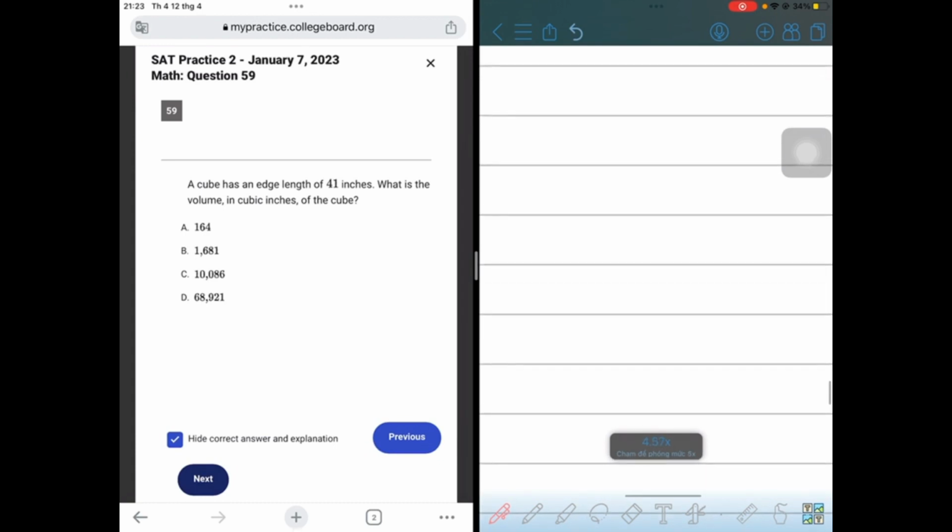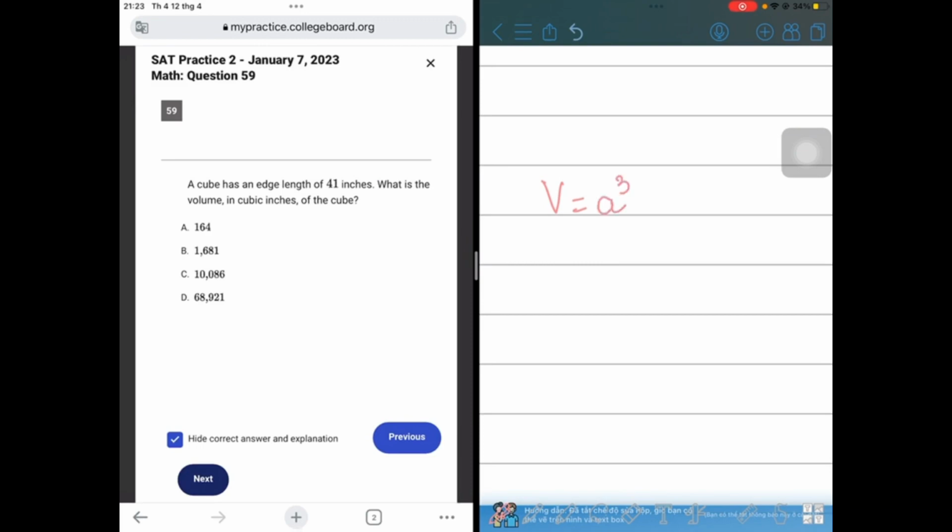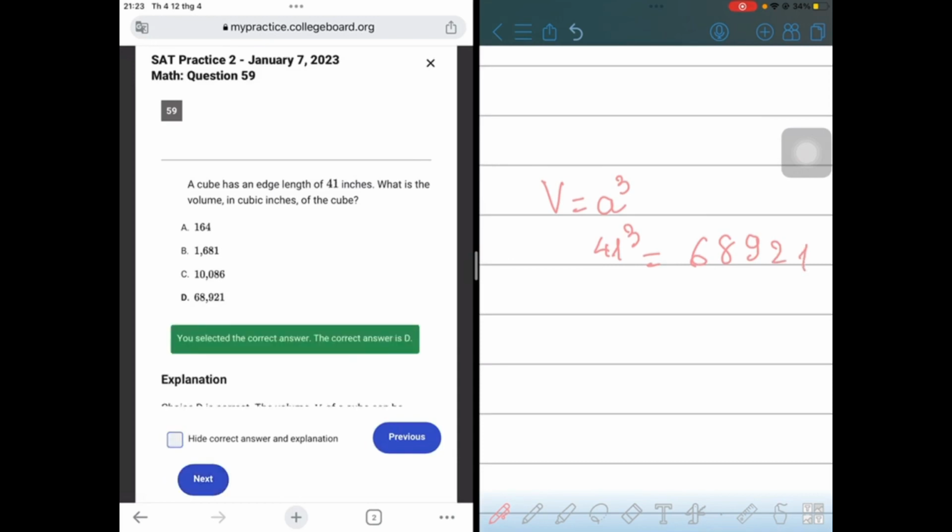A cube has an edge length of 41 inches. What is the volume? So now we try to remember the formula: the volume of a cube is V equals a cubed. They already give us 41, so we simply take 41 to the power of 3 and calculate it, and it equals 68921. So the answer should be D, right?